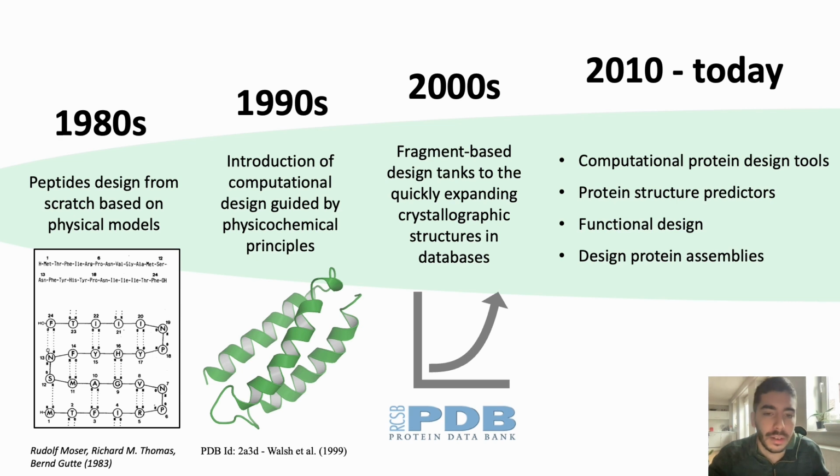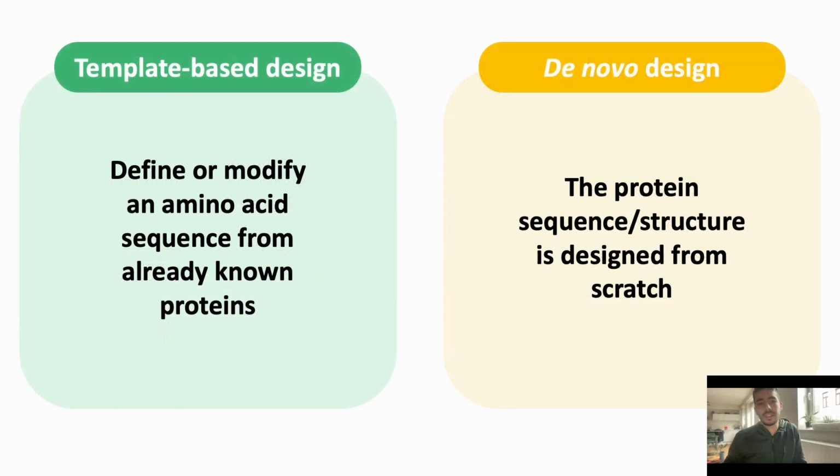And there are some fields that are now getting more effort, let's say, like the functional design, that is designing proteins that can accomplish certain functions, or also designing protein assemblies. Those, I could say, are the hottest topics at the moment in the protein design field. Currently, we can talk about two main ways of approaching this protein design process. This is the template-based design on one side, where we use known proteins to build new ones, and on the other side we have the de novo design, when either the sequence, the structure, or both are completely unknown beforehand.